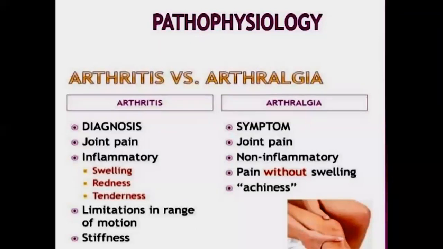According to Pathophysiology of Disease, arthritis is a diagnosis characterized by joint pain and caused by inflammation. As I said, swelling, redness, and tenderness of the joint. Also, limitation in range of movement and stiffness. While arthralgia is a symptom, not a disease, that also causes joint pain. It is not inflammatory, and there is pain without swelling, only aches.